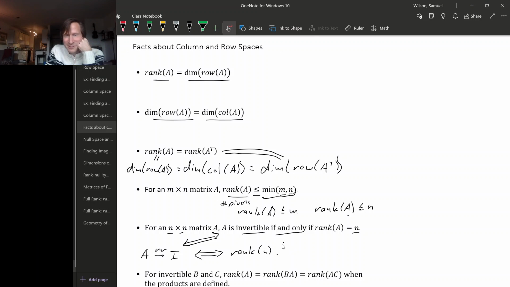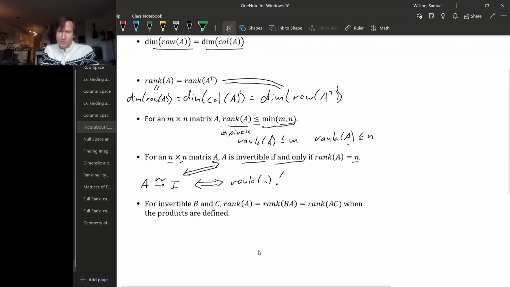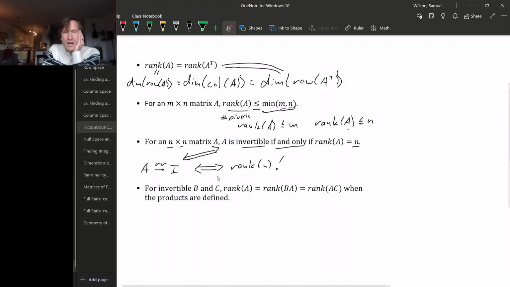So, we're done. All right. Also, there's more we can do here. If we have invertible matrices B and C, then for any matrix A, whenever these products are defined, all of these things have the same rank.